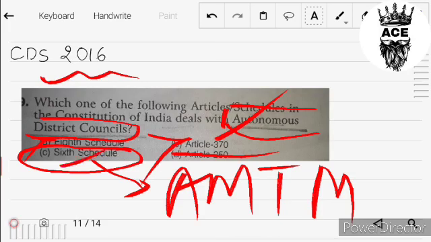So this will help you learn how to solve the MCQ and how to eliminate the options.